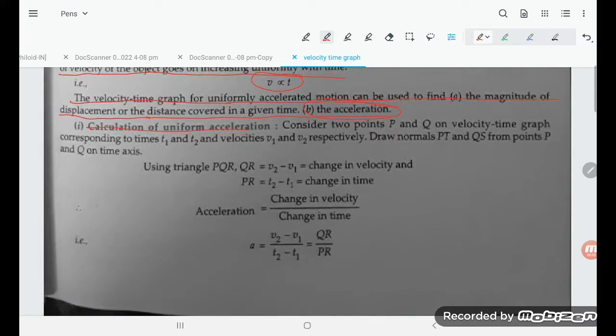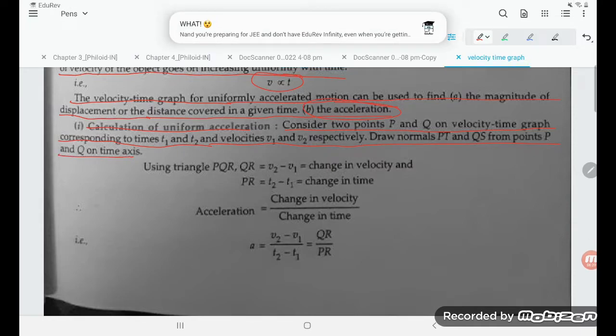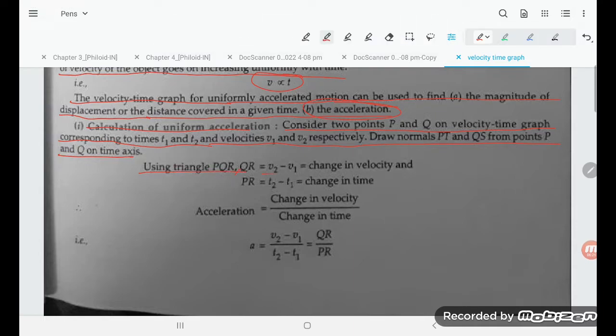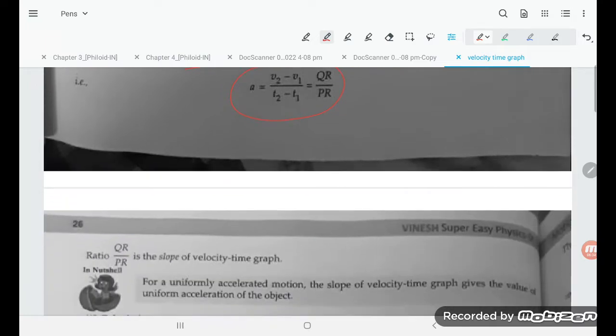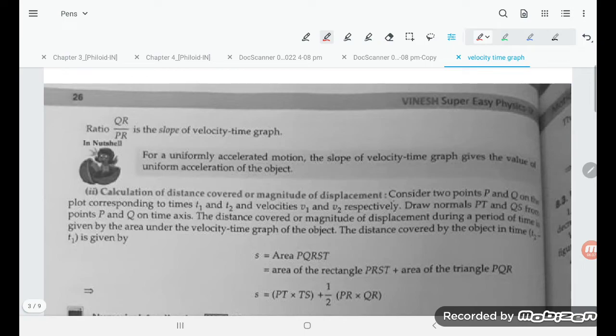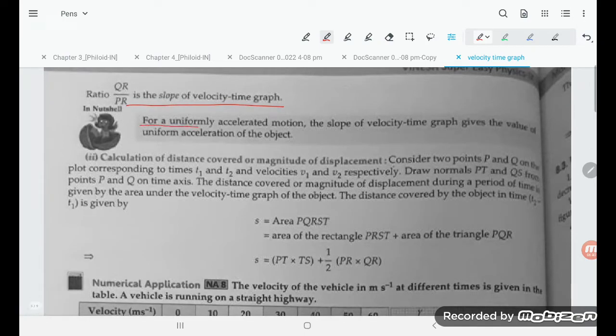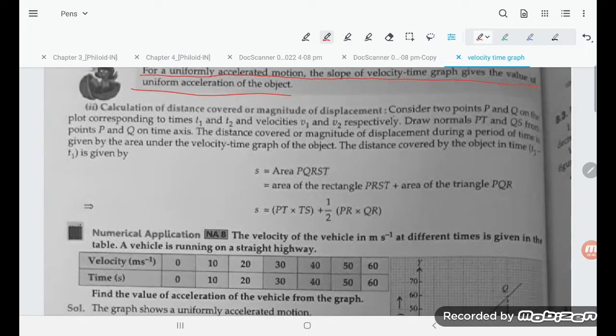Calculation of uniform acceleration. Consider 2 points P and Q on the velocity time graph corresponding to times T1, T2 and velocities V1, V2 respectively. Draw normals PT and QS from the points P and Q. So using the triangle PQR, QR is equal to V2 minus V1, the change in velocity, and PR is T2 minus T1. Acceleration is change in velocity upon time, so V2 minus V1 upon T2 minus T1. So QR upon PR, the slope of the velocity time graph. For uniformly accelerated motion, the slope of the velocity time graph gives the value of uniform acceleration of the object.